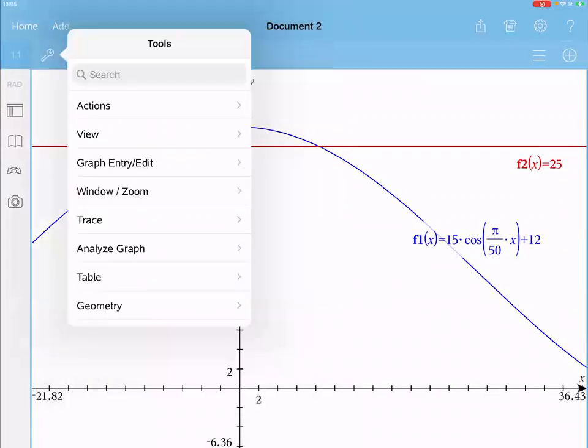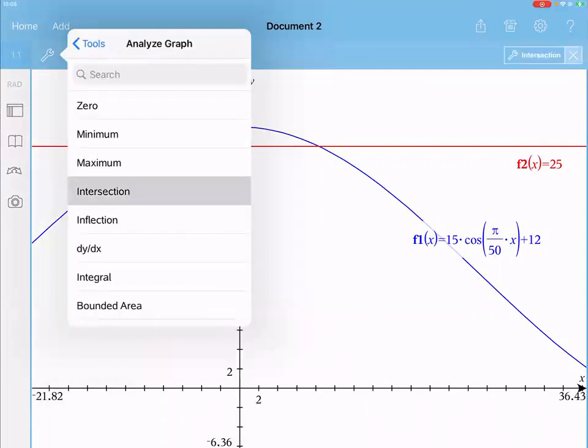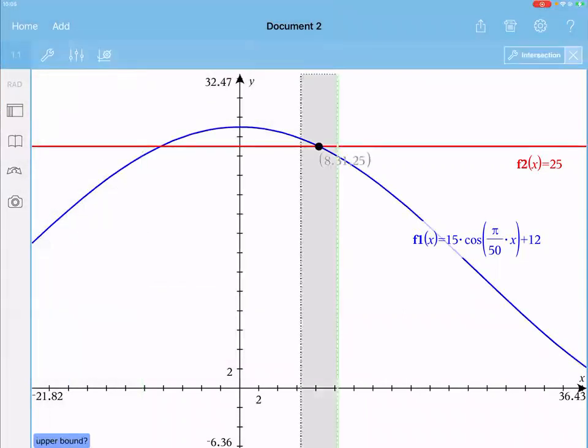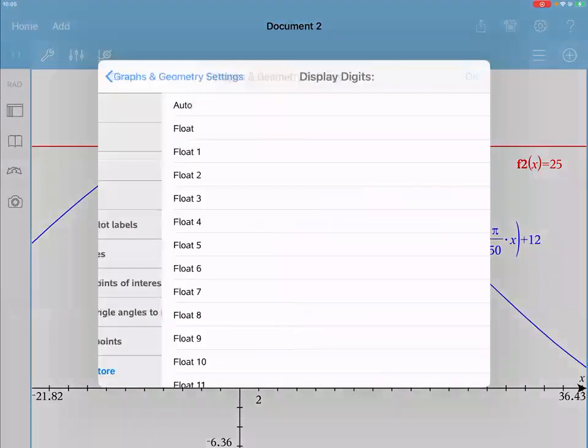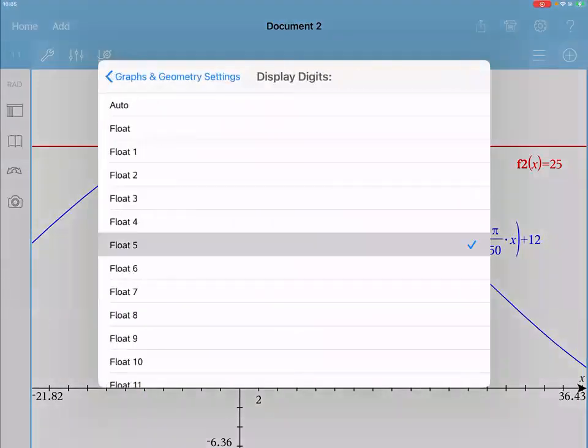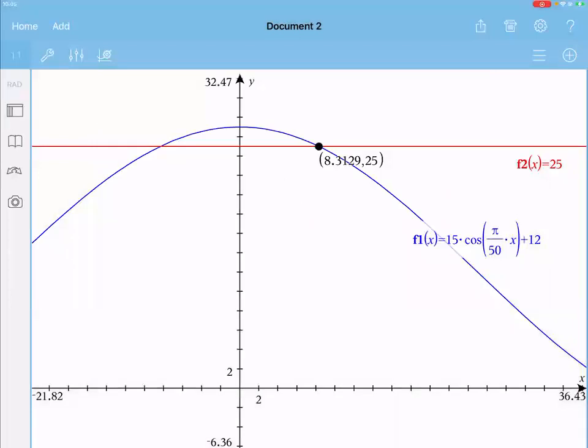So we go to analyze graph, and then we find the intersection. What's the intersection right there? The x value is 8.31. Let me change the display to float 5 so I can see a few more digits. So 8.313 is the x value. That's the length of the horizontal timber.